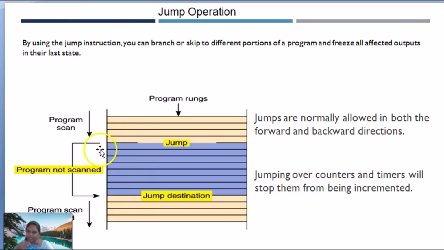So let us see here, the program scan is done sequentially, one by one, run by run. Once it sees the jump instruction, it immediately skips the blue colored runs and jumps to the destination address which we mentioned in the jump instruction. Jumps are normally allowed in both the backward and forward directions. Jumping over counters and timers will stop them from being implemented. We can even jump over timers and counters also.